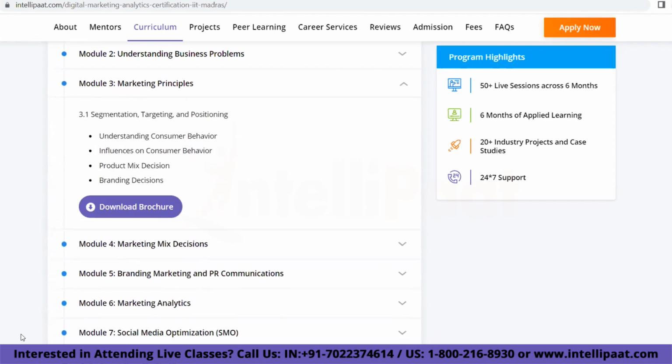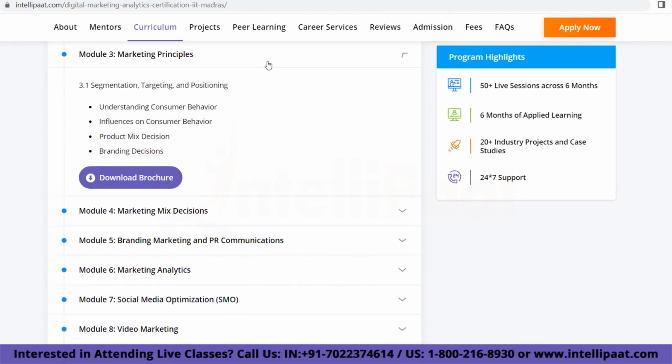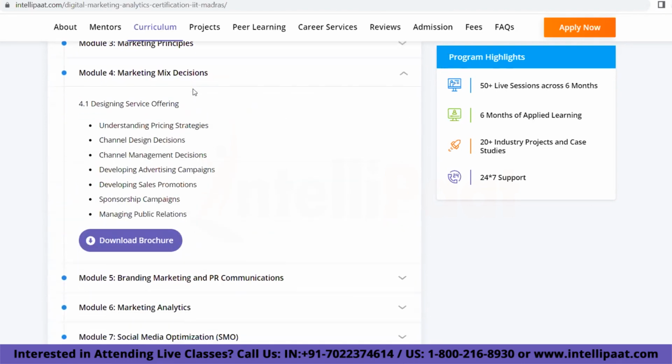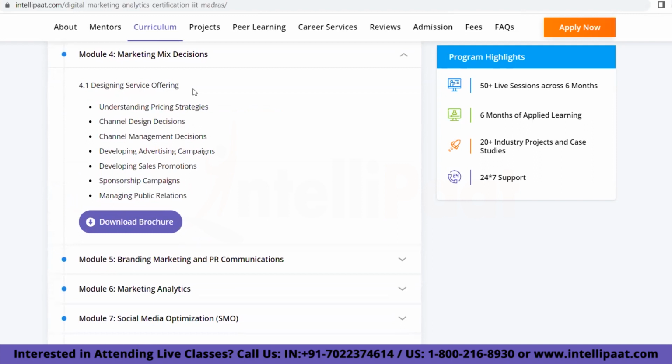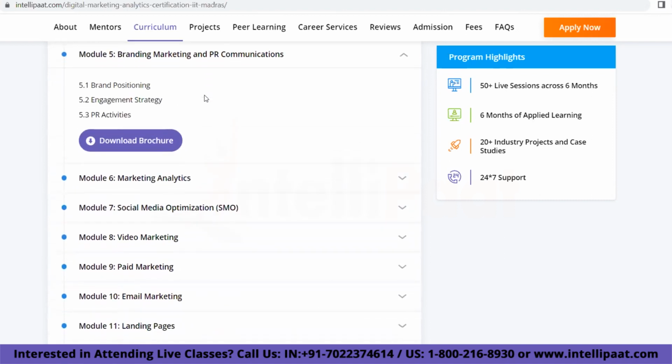Module 3 is marketing principles. Here you understand customer behavior, the influences on the behavior of the customer, and the product mix decision. Then there is the marketing mix decision, wherein you understand pricing strategies, channel design decisions, sponsorship campaigns, and so on. Module 5 is branding, marketing, and PR communications, wherein you understand how to position your brand in the market. There are PR activities which will be taught to you in this module.